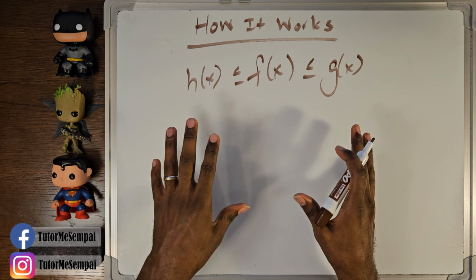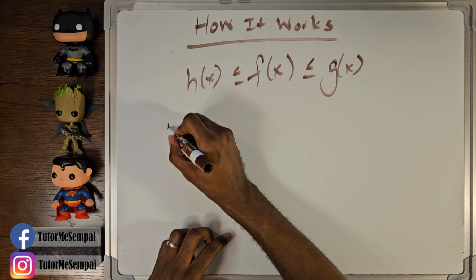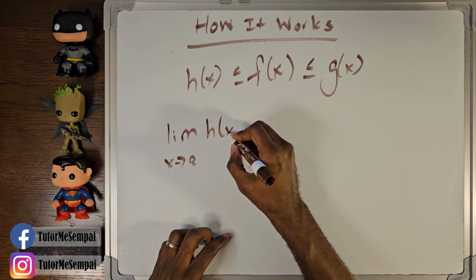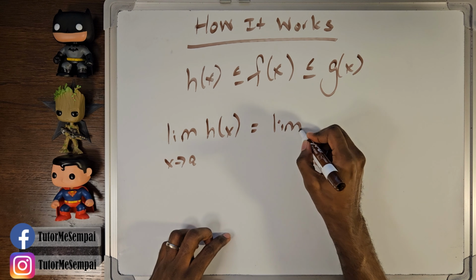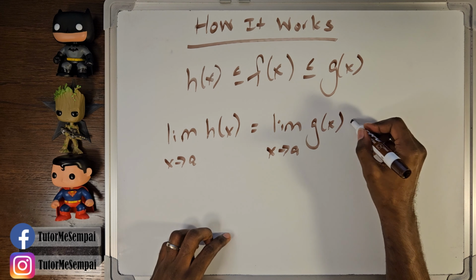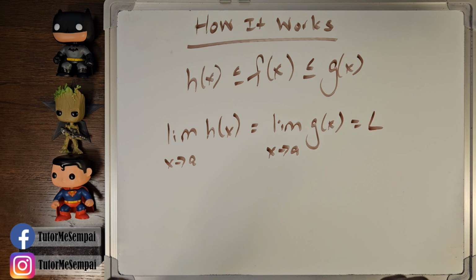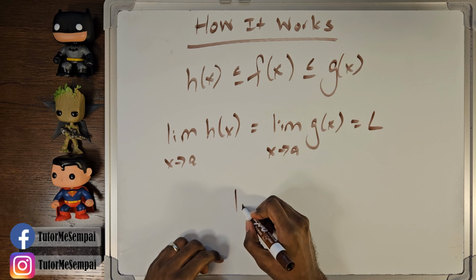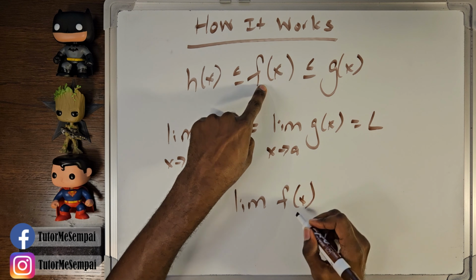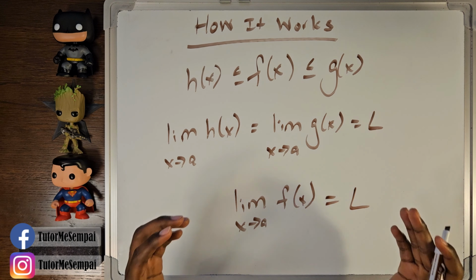If we know this to be true, our Squeeze Theorem tells us that if we know the following to also be true, let's say the limit as x goes to some a of h of x equals the limit as x goes to a of g of x, and it equals some L, but they're equal to each other, the Squeeze Theorem tells us that we also know that the limit of our f of x, our middle function, as x goes to that same a, has to be L as well.